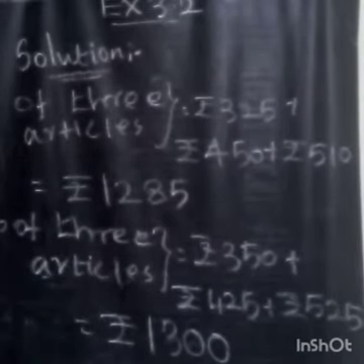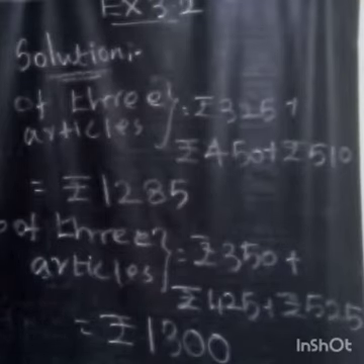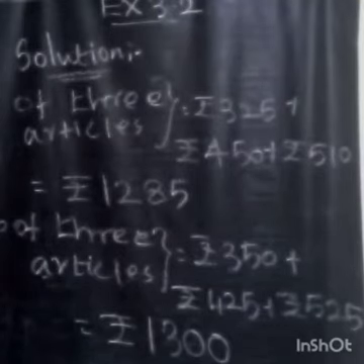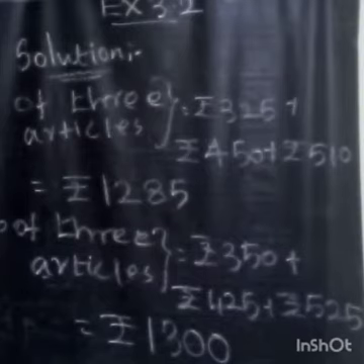What we have to find? Find the gain or loss to the shopkeeper on the whole. Find the gain or loss. Here gain is a similar word for profit. So here we have to find the profit or loss to the shopkeeper on the whole.